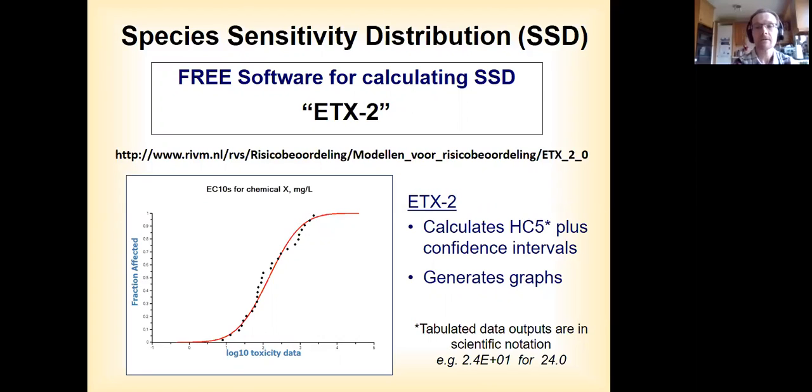There are other software and formats available, including if you go online and look for Mosaic, it will also do a species sensitivity distribution for you. It's quite a good platform online.